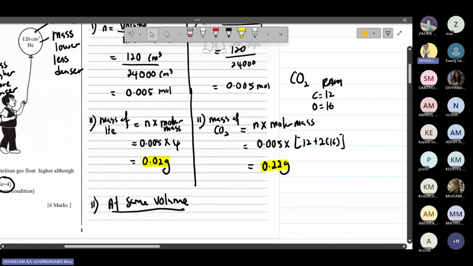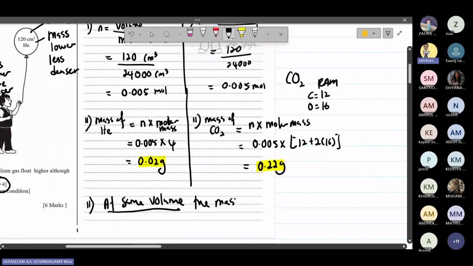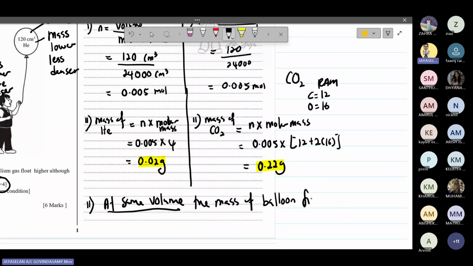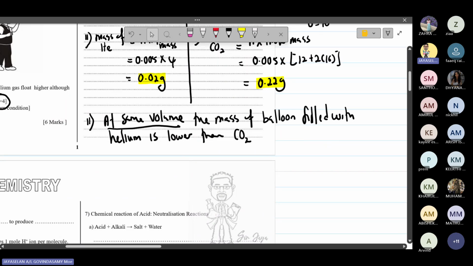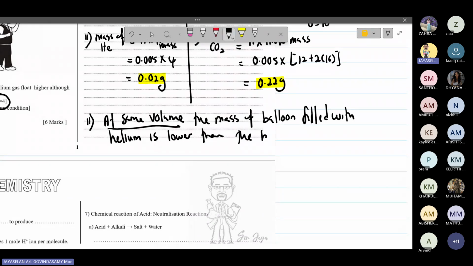At the same volume, the mass of balloon filled with helium is lower than carbon dioxide. Kamu boleh letak ni, or than the balloon filled with carbon dioxide. Kalau you tak suka ni, you boleh letak the balloon filled with CO2. You guys already score point number 5.